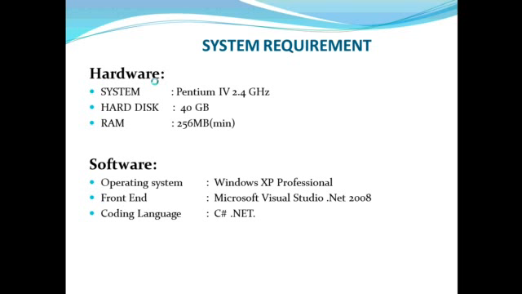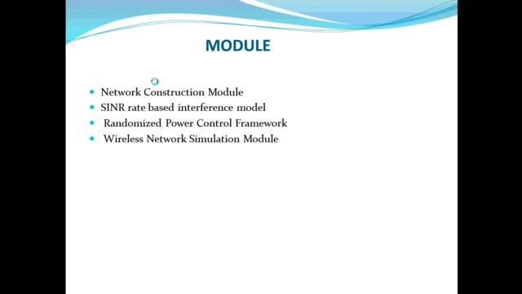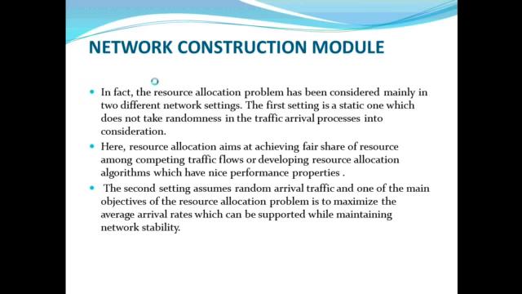These are the four modules of the project. The first is the network construction model. The resource allocation problem has been considered mainly in two different network settings. The first setting is static and does not take the randomness in the traffic or process into consideration. The second setting assumes random arrival traffic, and one of the main objectives of the resource allocation problem is to maximize the average arrivals which can be supported while maintaining the network stability.